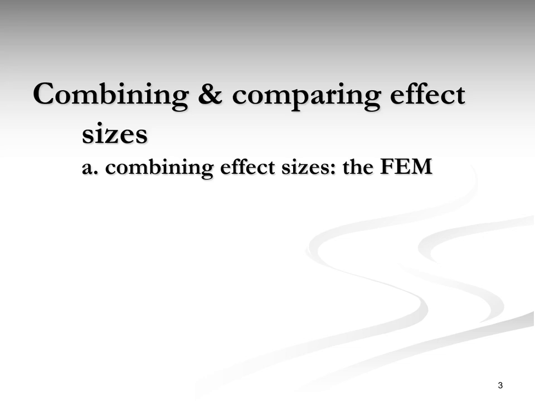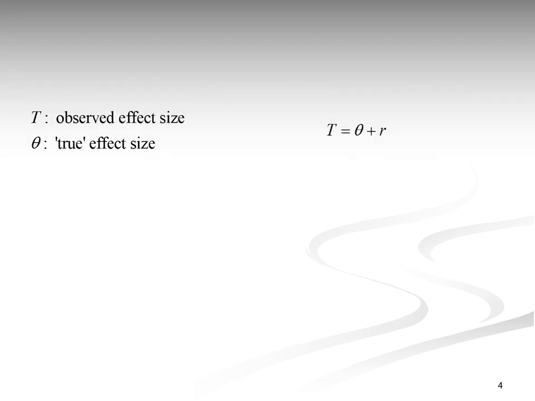First, the fixed effects model. In the fixed effects model, we say that an observed effect size, and here I use the symbol T to refer to whatever type of effect size we have at hand. So that can be standardized mean differences, but that can also be correlation coefficients or log odds ratios or any other type of effect size. So in this model we say, well, an observed effect size is equal to the population effect size plus a random deviation.